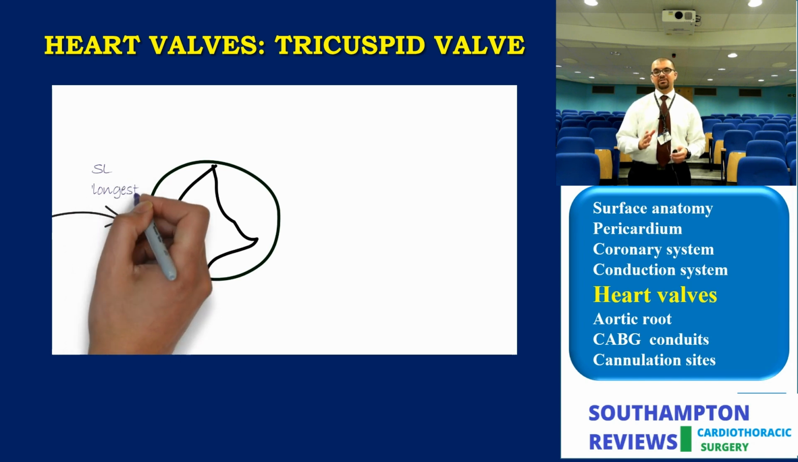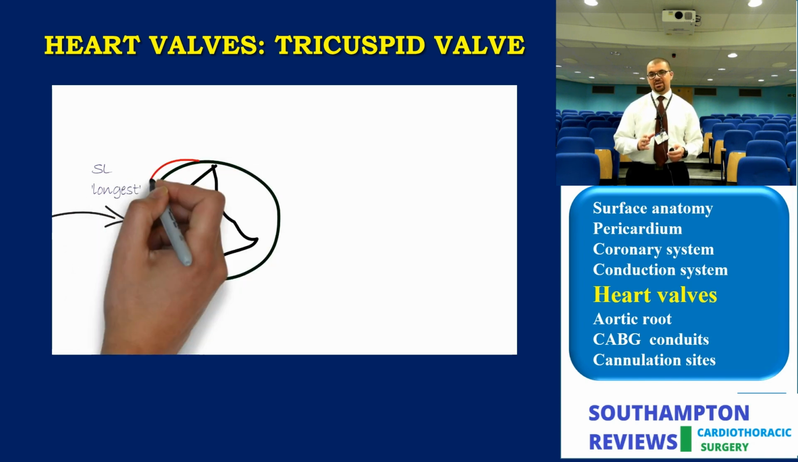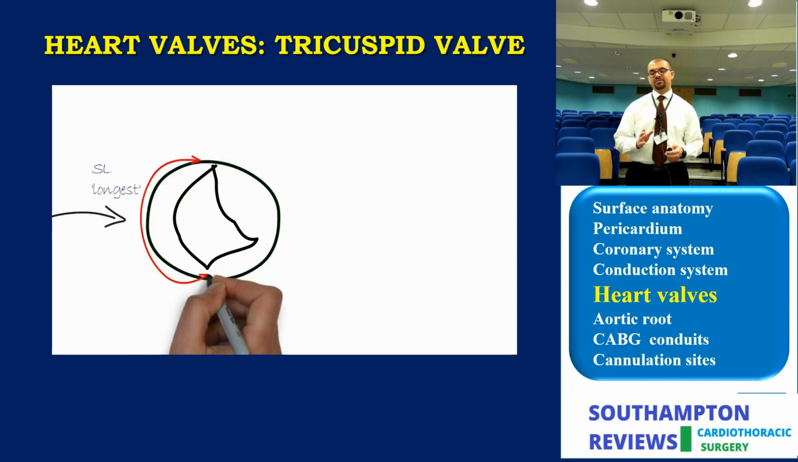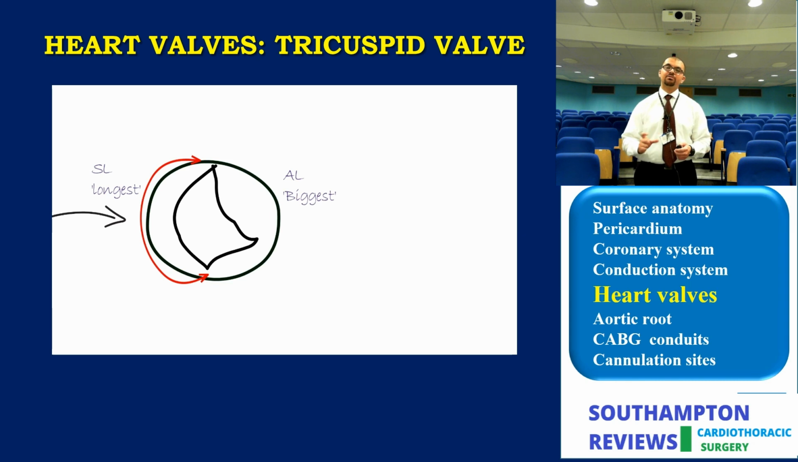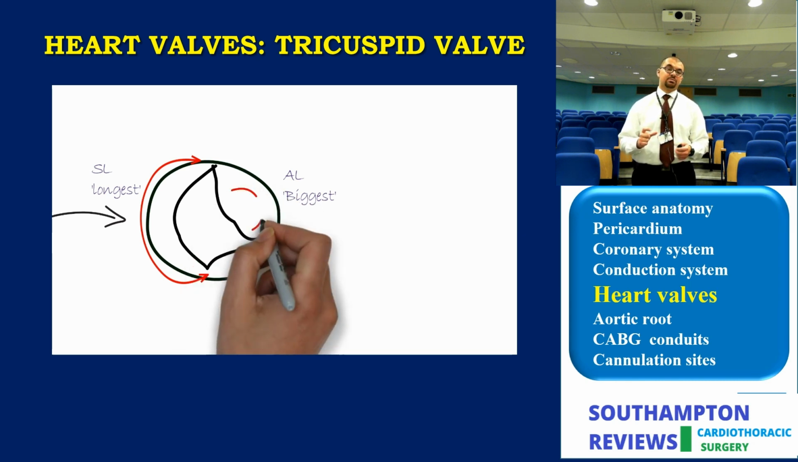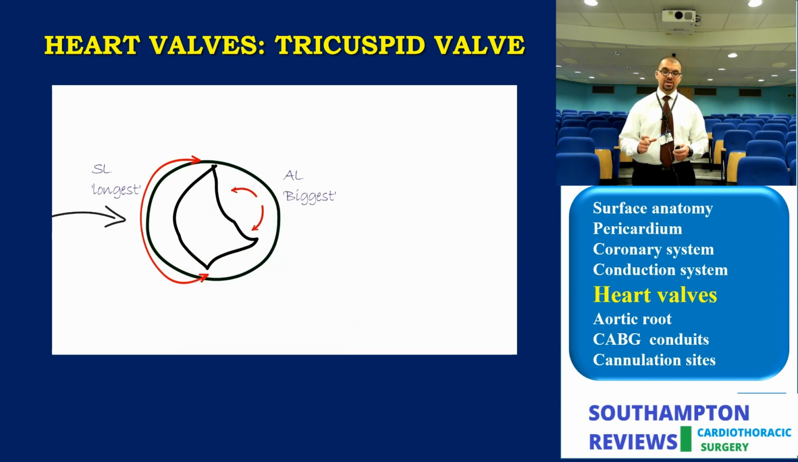The septal leaflet, remember, is the longest. And then you have the anterior leaflet, which is the anterolateral leaflet, which is the biggest in terms of area. And then you have the posterior inferior leaflet, which is the smallest and sometimes even absent in individuals. Remember, this is important to explain why during bicuspidization, if the surgeon is going to be sacrificing one of the leaflets, it will be the posterior inferior, because simply it is the smallest.